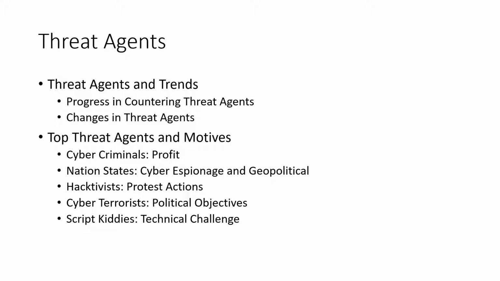The report presents 5 types of threat agents and their motives. These are cyber criminals, whose main motive is profit; nation states, whose motives are cyber espionage and also the attainment of geopolitical objectives; hacktivists, who are motivated by support of a political cause; cyber terrorists, who are also political actors; and script kiddies, who are primarily motivated by the technical challenge of executing a successful attack.